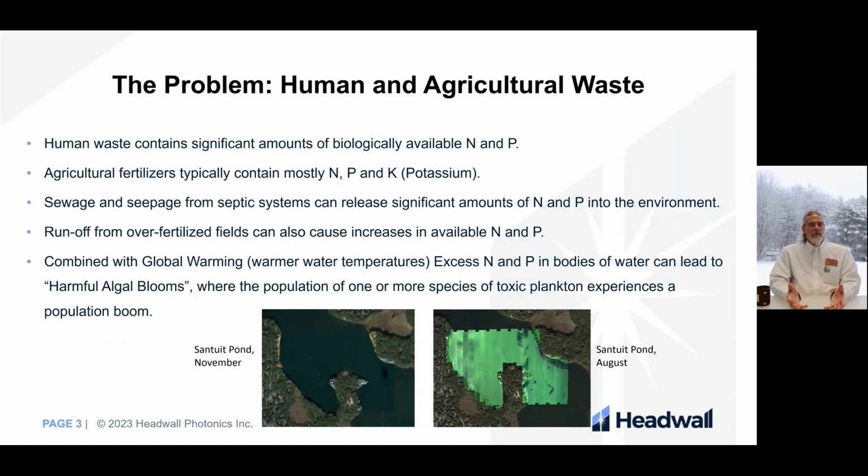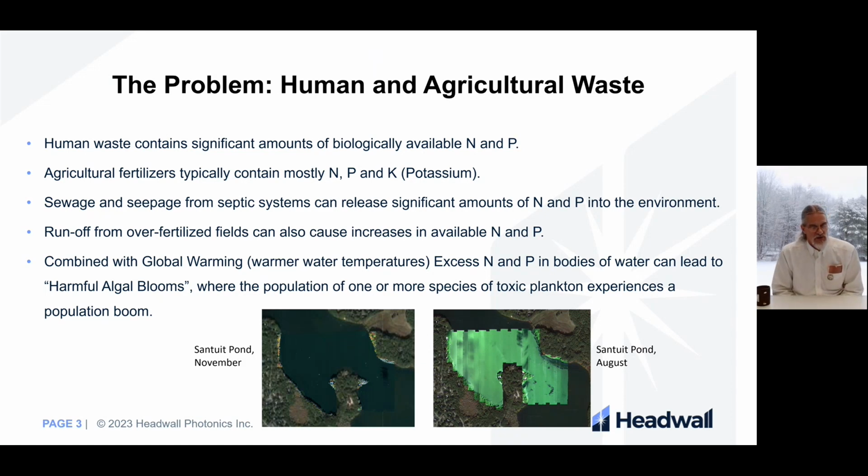So the problem particularly for the harmful algal blooms is human and agricultural waste. Now, human waste: because it takes nitrogen and phosphorus to build people, we excrete them in our waste, and the human waste, if it gets into bodies of water, can increase the amount of biologically available nitrogen and phosphorus and can lead to blooms of otherwise less abundant organisms. Agricultural fertilizers: again, you're trying to build cells, and so most agricultural fertilizers contain nitrogen, phosphorus, and potassium.